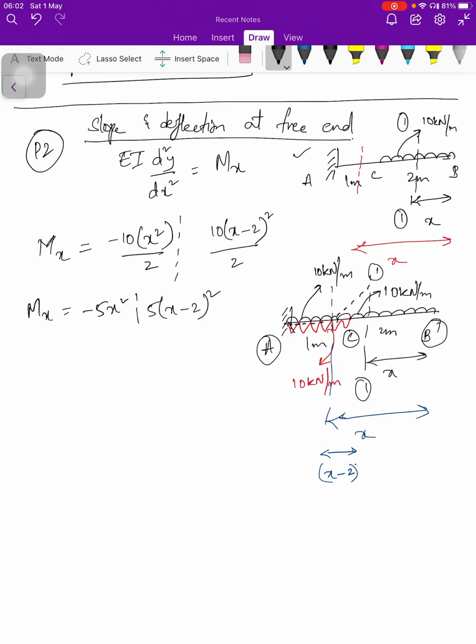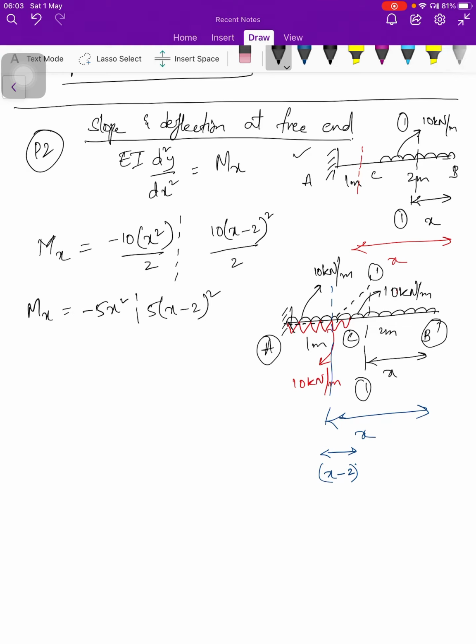So the moment of UDL, which is vertically upward, is 10 into x minus 2 whole square by 2. See what is the length of UDL you have beyond the section, it is x minus 2. Okay, so 10 into x minus 2 whole square by 2. Now the equation will be reduced to Mx equal to minus 5x square plus 5 into x minus 2 whole square.